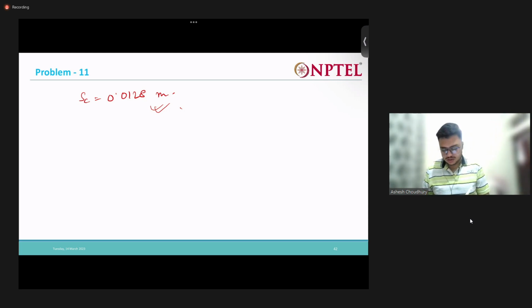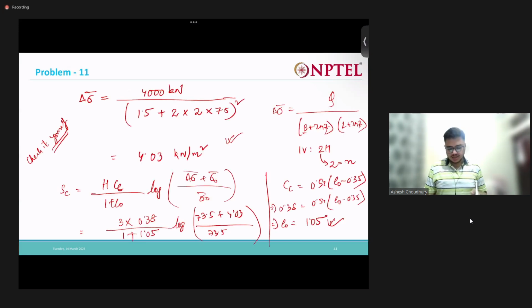Please do this problem by yourself and check the result to see if it is coming out correct. I think it is correct, but still check for yourself whether all these values and results are correct.